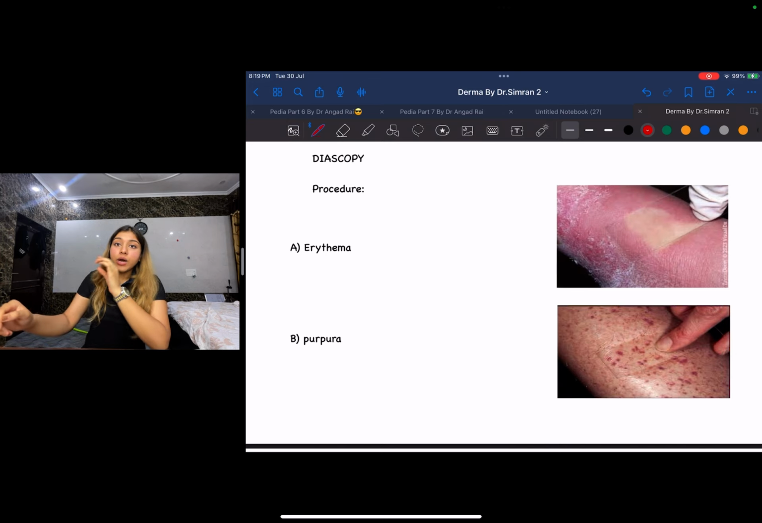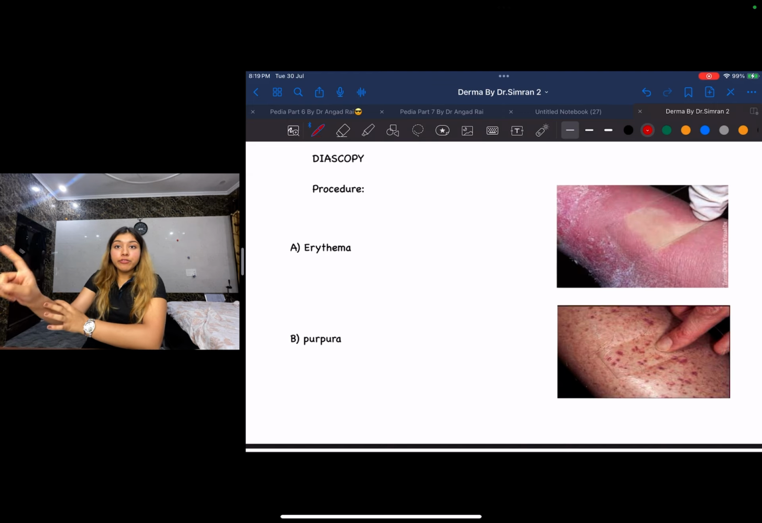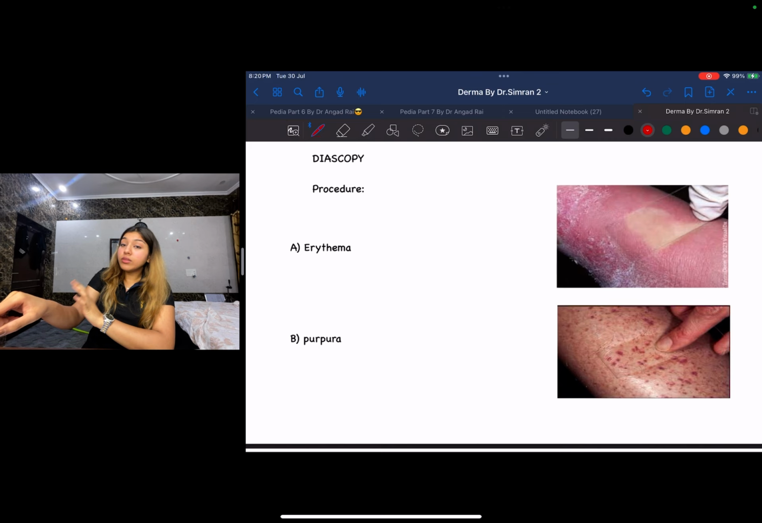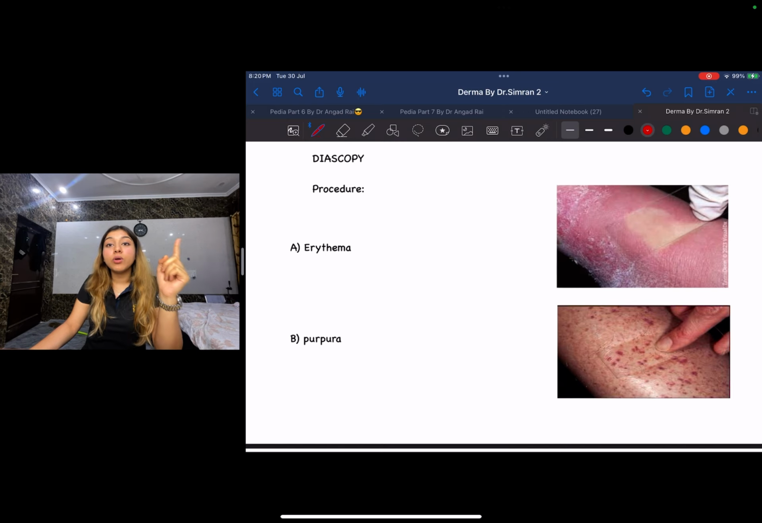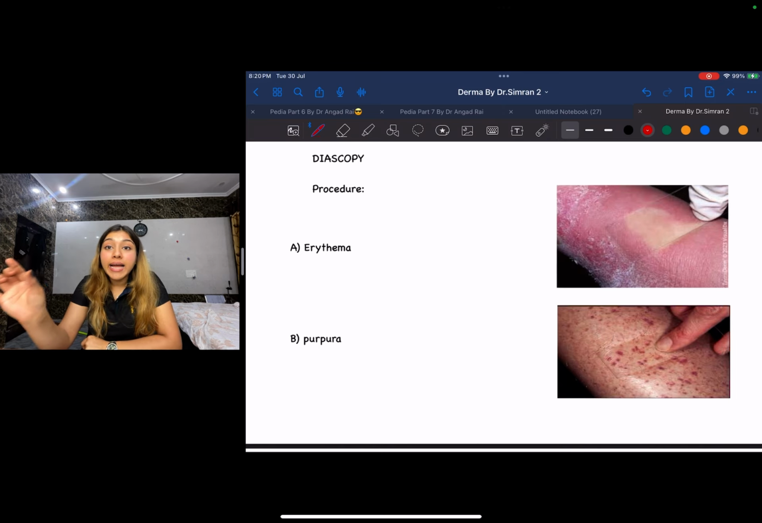See, if I have a patient with erythema and if I do a diascopy, I will take a glass slide, I will put it over the lesion and I will apply a little pressure on it. If the redness goes away, that means that the patient has erythema. Why is it going away? It goes away because of vasodilation. And what is this response called? It is called a blanching response.